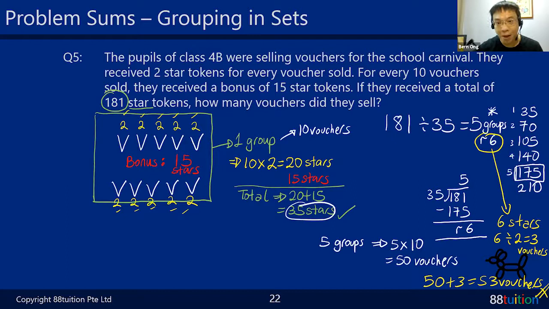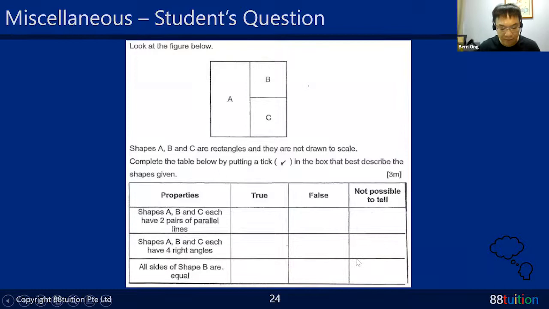And actually, there's one more question. A very fast one. This one we do together. Next question, let's do together. Very simple. This is one of the questions sent to me by a P4 student. They are saying, which of the strips A, B, and C are rectangles? Look, they say that they are rectangles. Not drawn to scale. Complete the table by putting a tick in the box that best describes the shapes given.